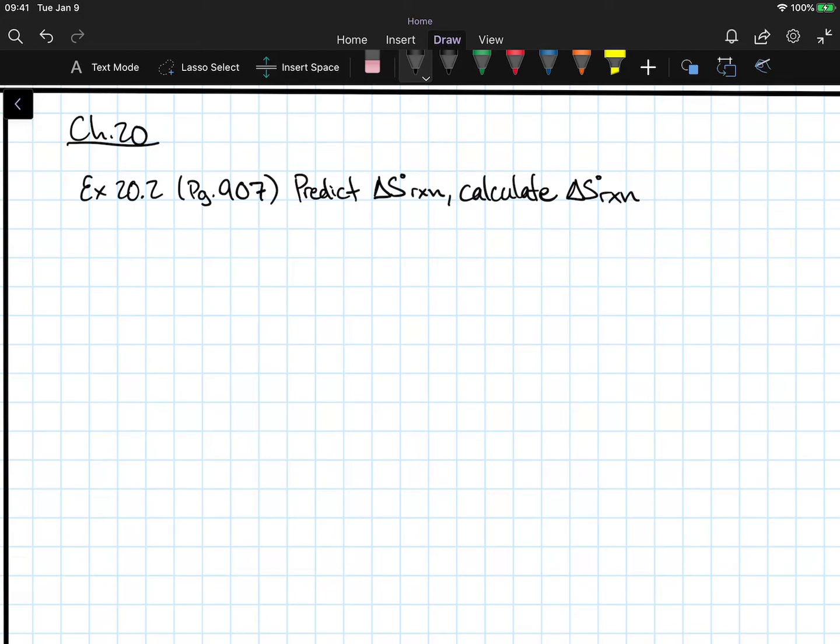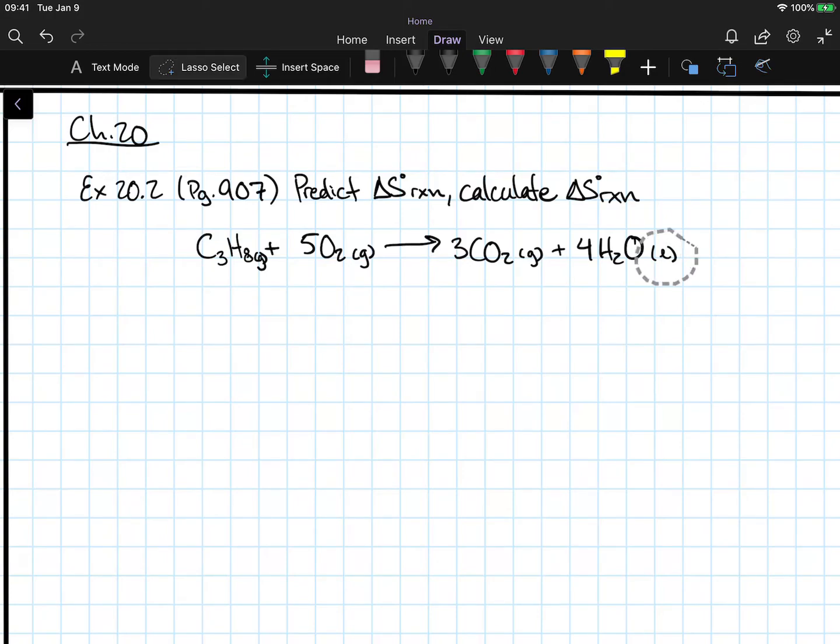So we're going to do this for the combustion of propane. So we have C3H8 reacting with 5 moles of oxygen, and this goes to produce 3 moles of carbon dioxide and 4 moles of water, and we're going to say that's liquid water. We're going to be careful about the states here, because when we look up these data values in the back of the book, there is a difference in the standard entropy for liquid water versus gas water, so we have to make sure we use the correct values.